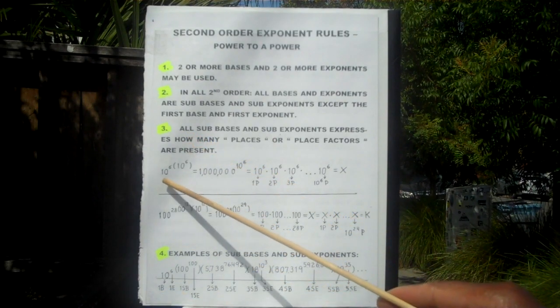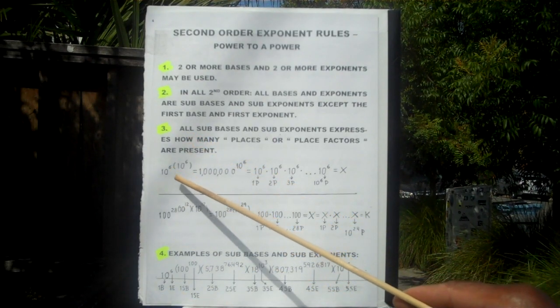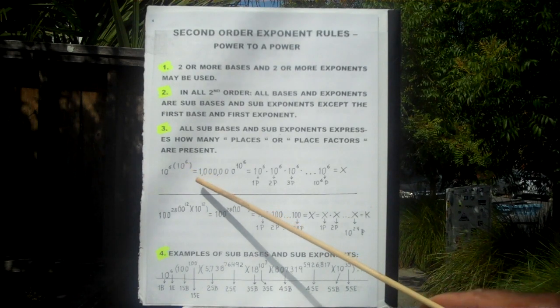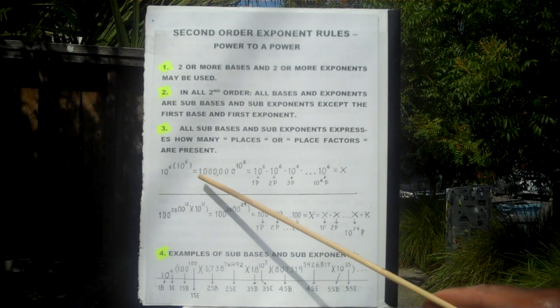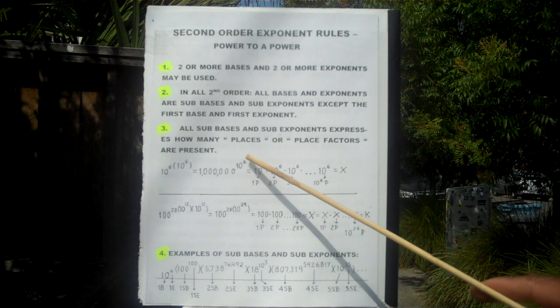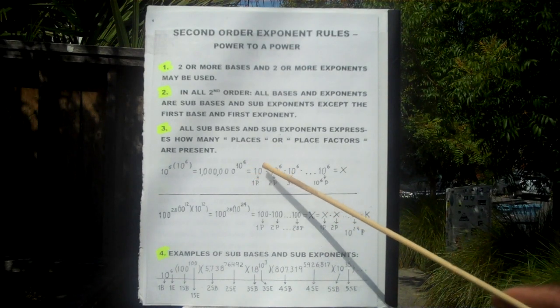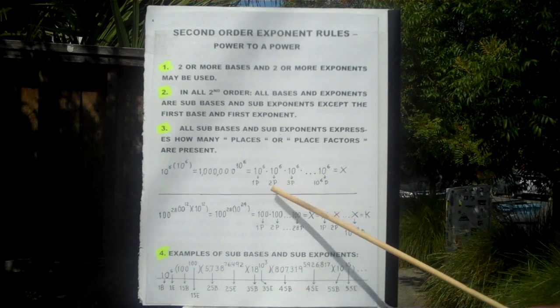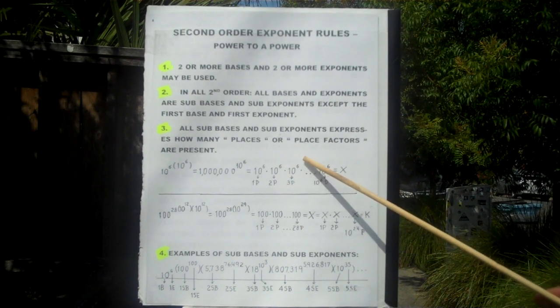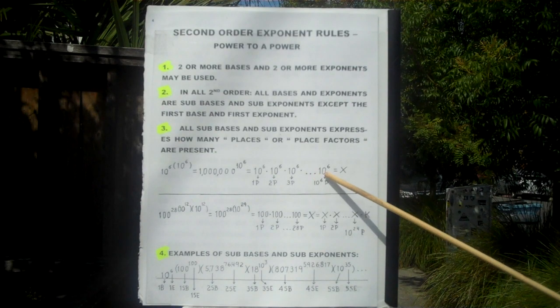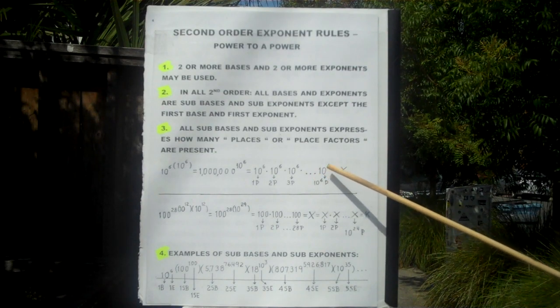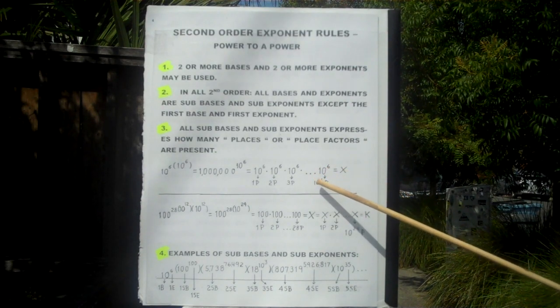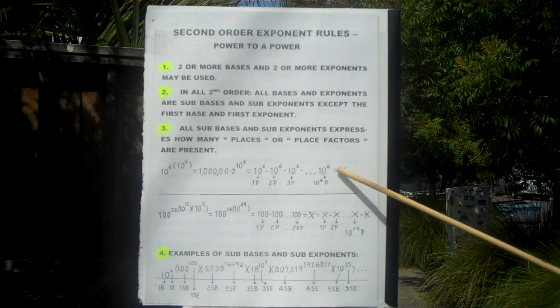Example, 10 to the 6th power, 2 10 to the 6th power equals, when expanded and written out, 1,000,000 to the 6th power, which equals 10 to the 6th power, its first place, times 10 to the 2nd power, its second place, times 10 to the 6th power, its third place, and so on, all the way to 10 to the 6th power, which is its 1,000,000th place, equals x.